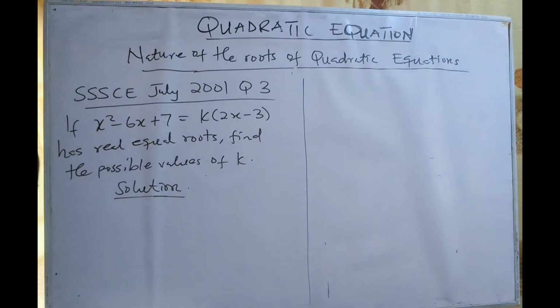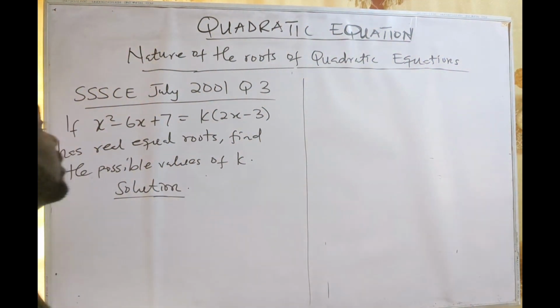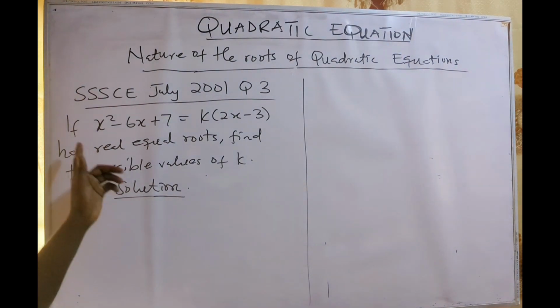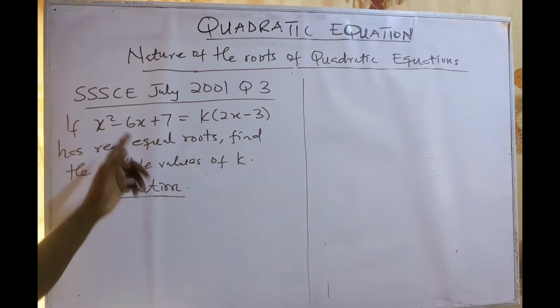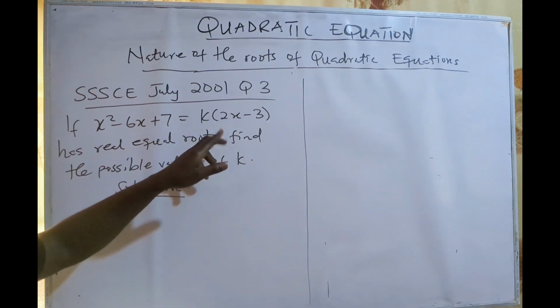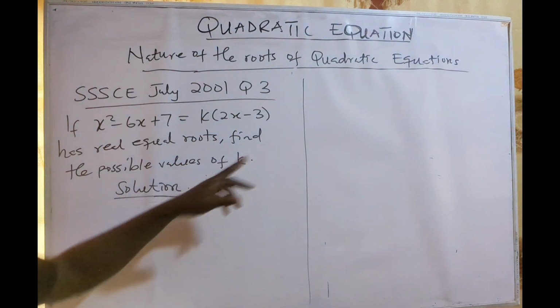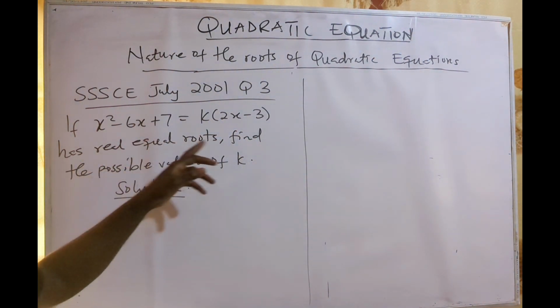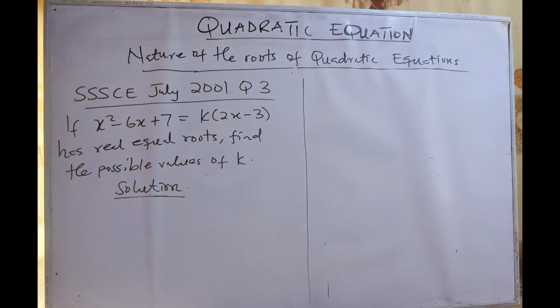Okay, we are still on nature of the roots, so let's look at this question. SSSCE July 2001 question 3. This was elective maths or further mathematics, Ghana edition. If x squared minus 6x plus 7 is equal to k into bracket 2x minus 3 has real equal roots, find the possible values of k.